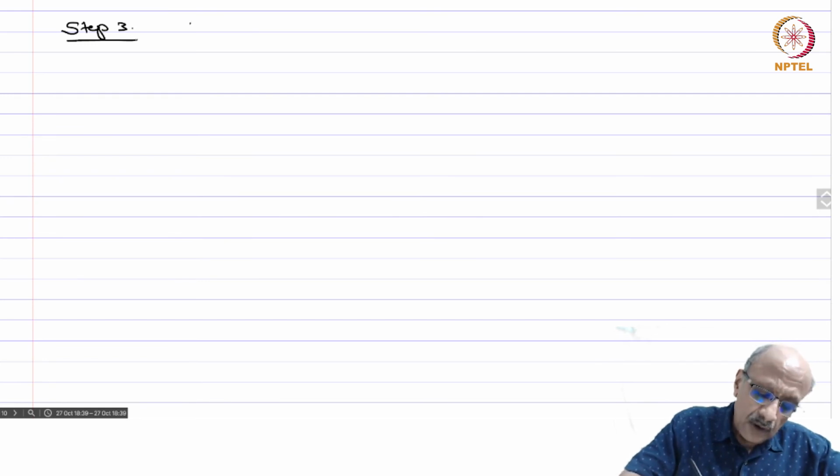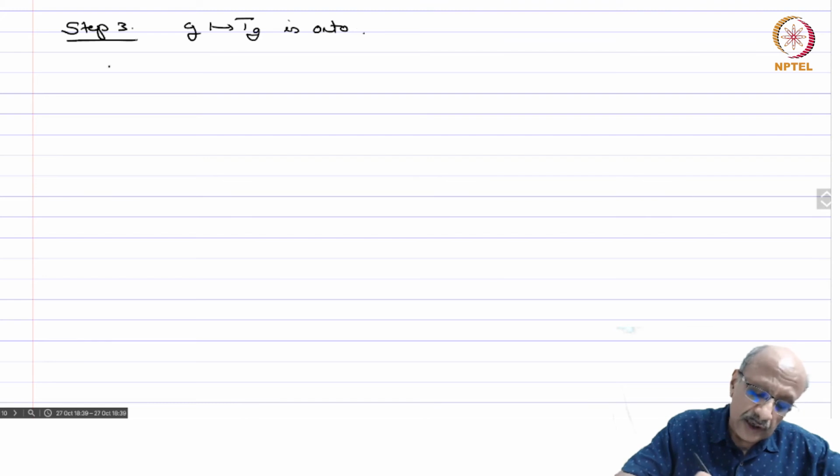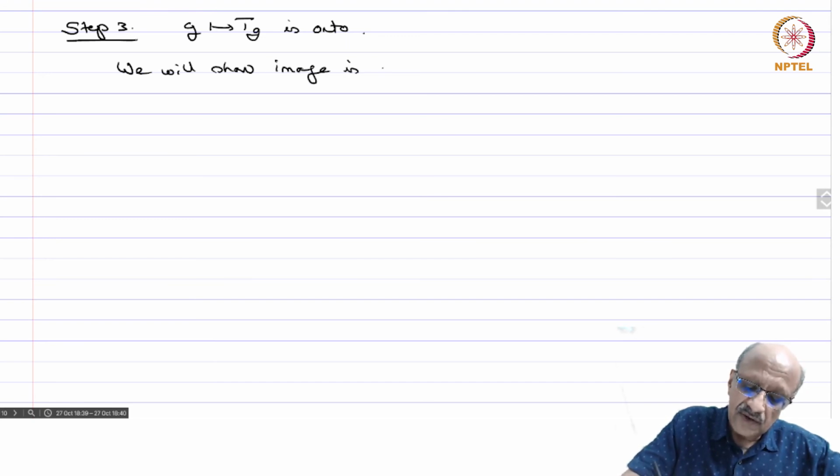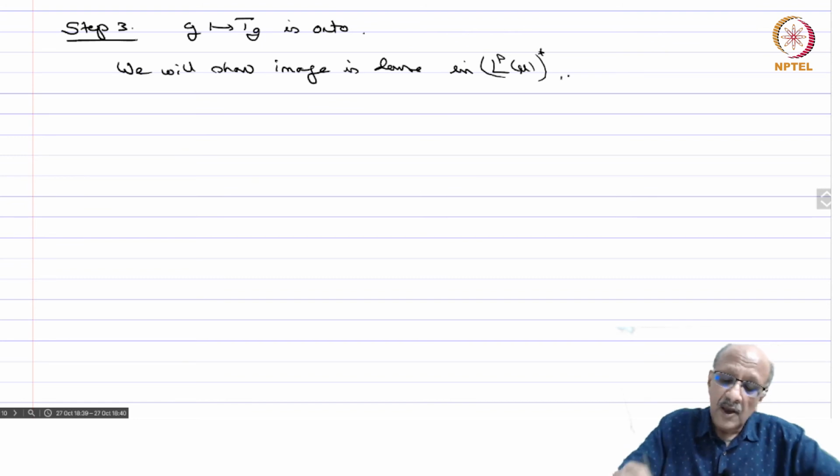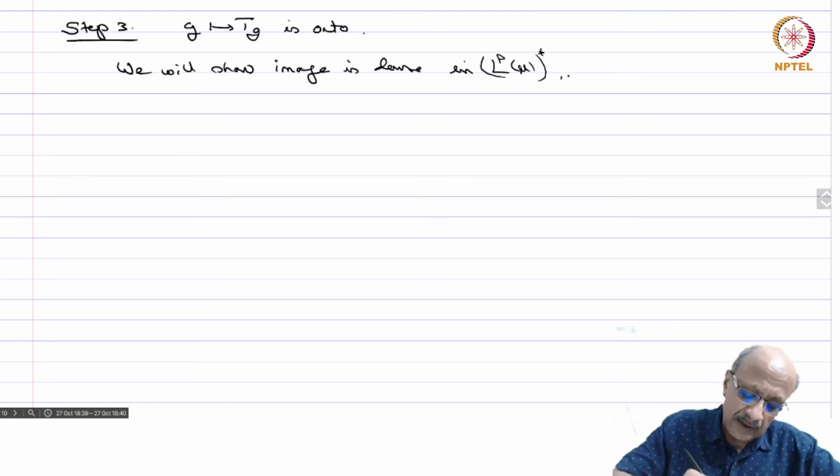So now we will show that G to Tg is onto. We have shown that it is isometric to a closed subspace, so we need to show that it is the whole space. So we will show the image is dense in Lp mu star. How do you show that? By the Hahn-Banach theorem. You don't need to argue by contradiction.